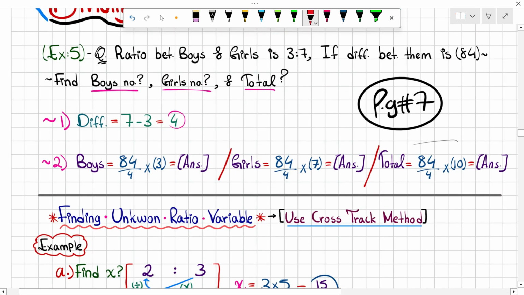Now this is a bit tricky one. The ratio between boys and girls is 3 to 7. If the difference between them is 84, find the number of boys, girls, and total. So instead of taking the total part by adding, they give us the difference. So instead of adding, we're going to be subtracting here.